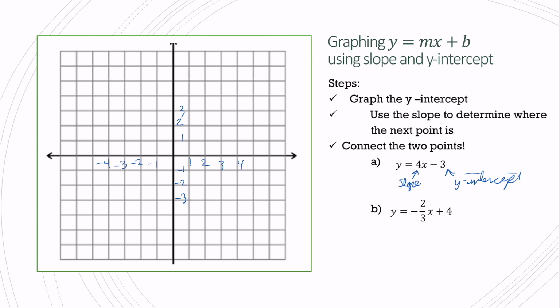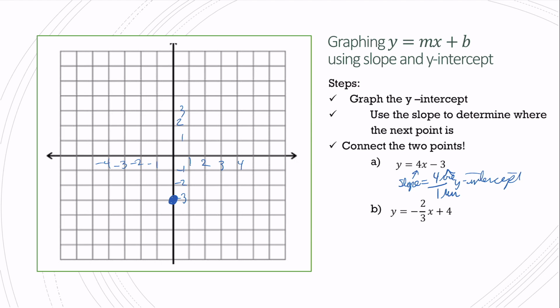Those all need to be negative. So my y-intercept is negative 3. Now I need 2 points to graph a line. So I'm going to use this slope to find my next point. Now it says my slope is 4, and I can think of that as 4 over 1. So 4 is my rise, and my run is 1.